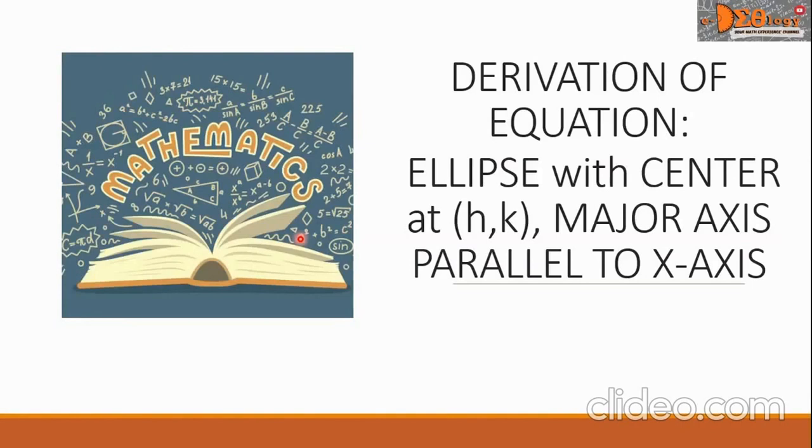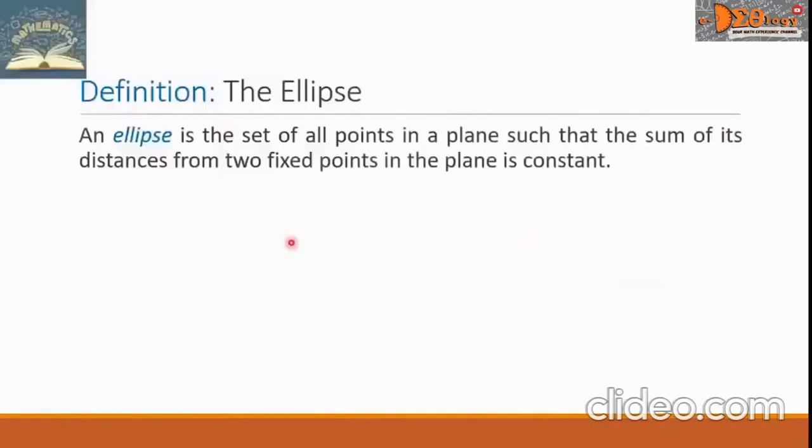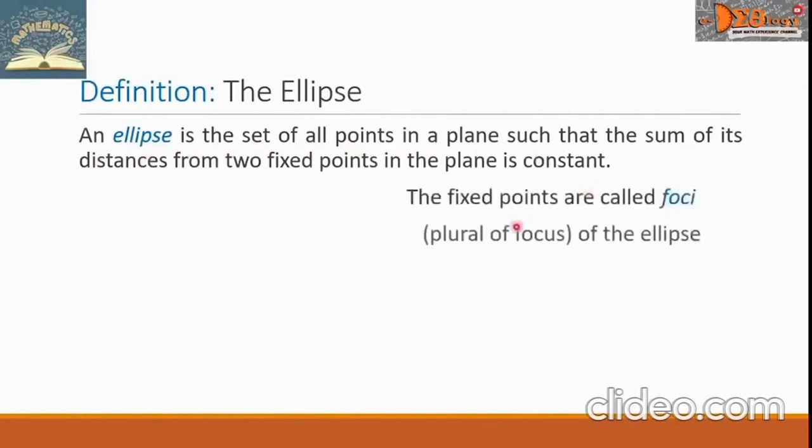Hi everyone, today we're going to study the derivation of the equation of an ellipse with center at (h, k), major axis parallel to the x-axis. First, let us define an ellipse. An ellipse is the set of all points in a plane such that the sum of its distances from two fixed points in the plane is constant. The fixed points are called foci, plural of focus, of the ellipse.